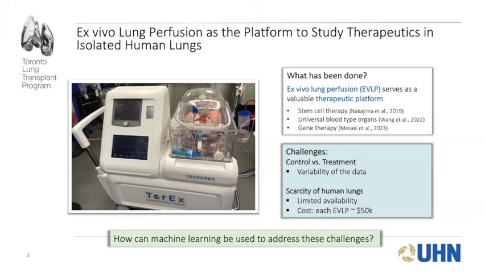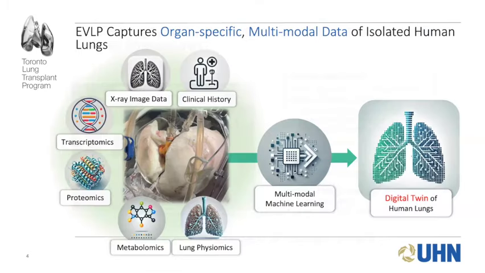So now the question is, how can we use machine learning to address these challenges? Before really getting to the topic of machine learning, I just want to spend a brief moment to highlight that EVLP as a therapeutic platform can really capture this clean set of data of the isolated human lungs without systemic effects of the human body. And the data is both organ-specific and multimodal.